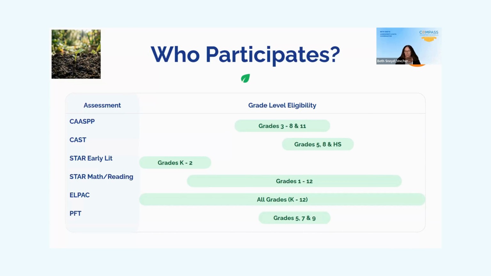STAR Early Literacy is taken by scholars in grades K to 2. Scholars in grades 3 to 12 may access early literacy if necessary based on their level of need or their IEP. STAR Reading and Math are taken by scholars in grades 1 to 12. For grades 1 to 2, STAR Reading and Math may be recommended based on the scholar's at or above grade level score on the early literacy assessment. LPAC is given to scholars in grades K to 12 as appropriate for scholars identified through their home language survey or scholars previously identified as emergent multilingual scholars. Scholars in TK identified through their home language survey will not be assessed with the LPAC until kindergarten. PFT is taken by scholars in grades 5, 7, and 9. And then not included on the slide, Amira is for scholars in grades K to 2, and MySavers is for scholars in grades 2 to 12.